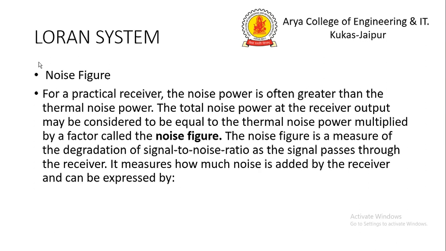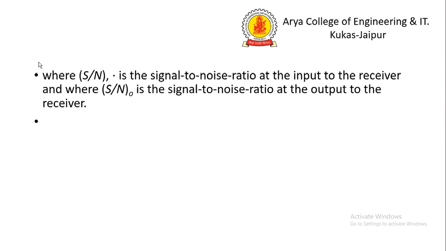For a practical receiver, the noise power is often greater than the thermal noise power. The total noise power at the receiver output may be considered to be equal to the thermal noise power multiplied by a factor called the noise figure. The noise figure is a measure of the degradation of signal to noise ratio as the signal passes through the receiver. It measures how much noise is added by the receiver and can be expressed by the ratio, where the signal to noise ratio is at the input to the receiver and the signal to noise ratio is at the output of the receiver.